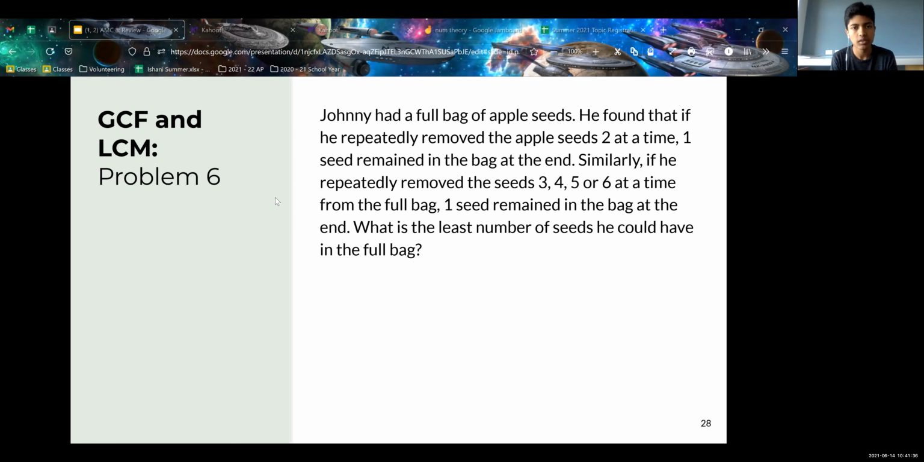This is also a very common type of question. Try not to guess random numbers. Right, this uses LCM and GCF, so it'll be very useful.